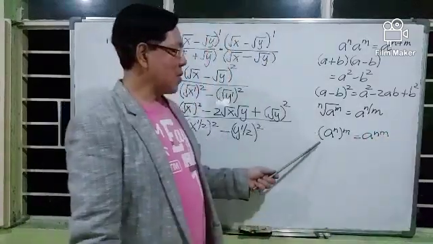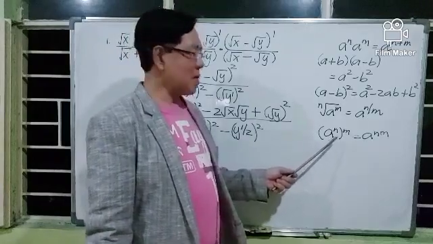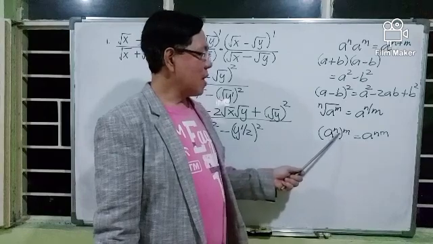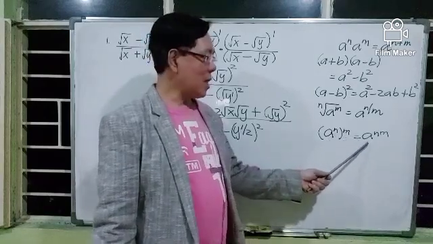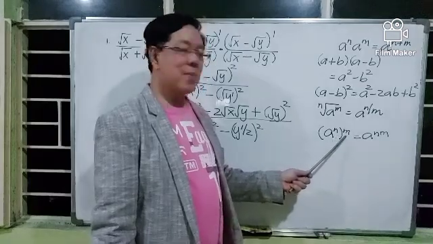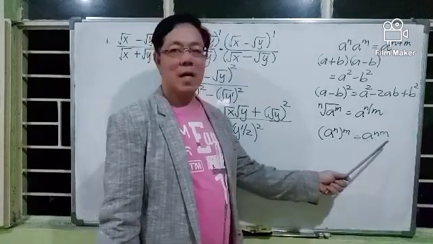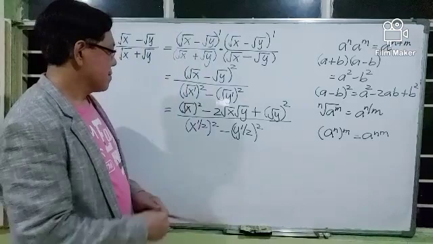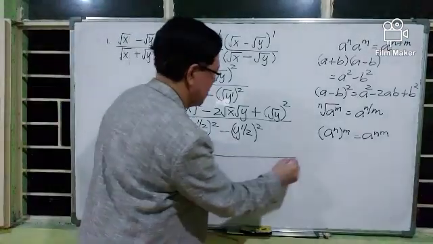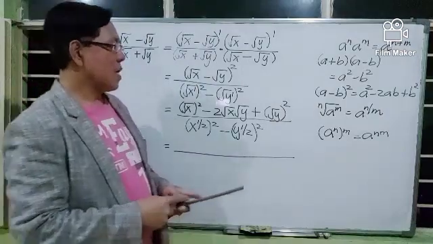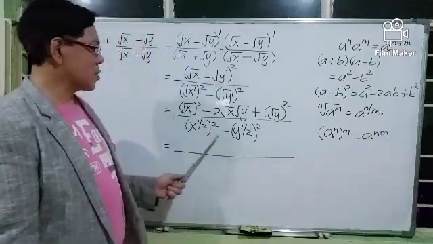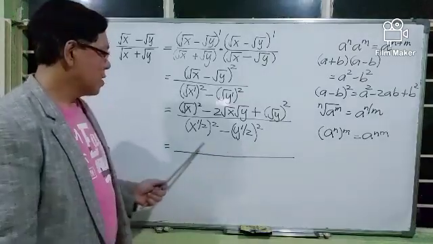This property of exponent says that if a to the n is raised to another exponent m, then a to the n raised to m is equal to a, the base, and the exponents are multiplied, n times m, or nm. We apply this property of exponent to each term in the denominator.